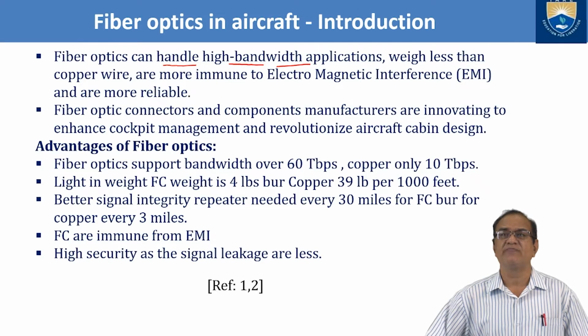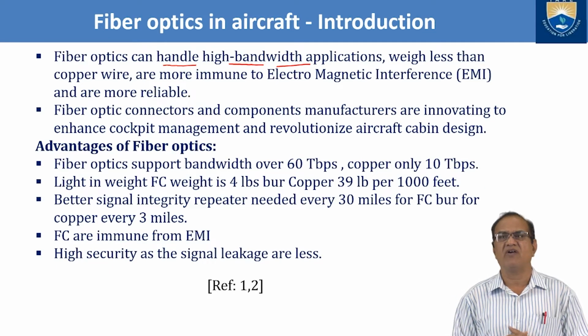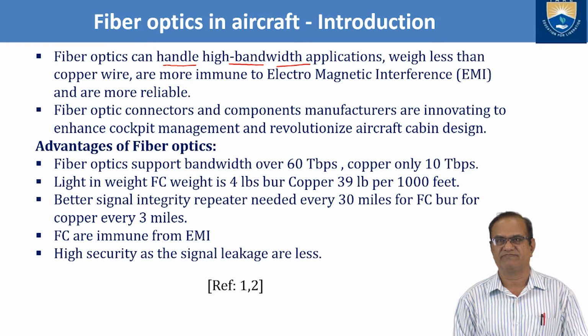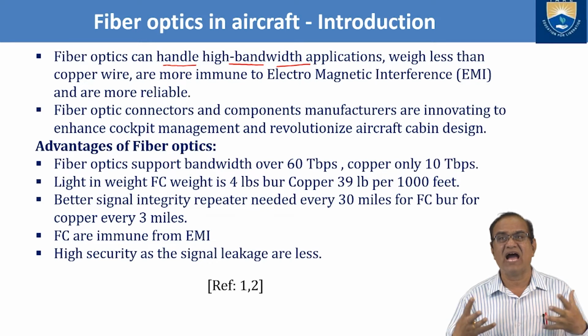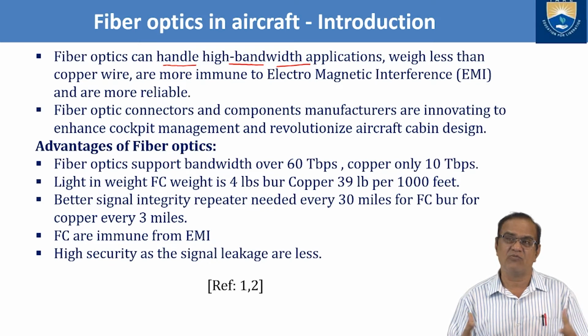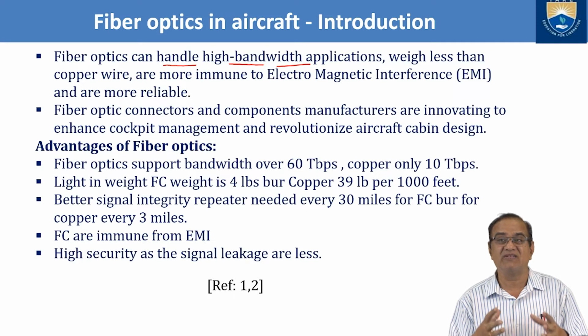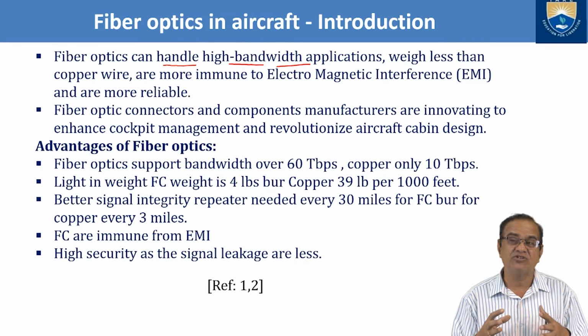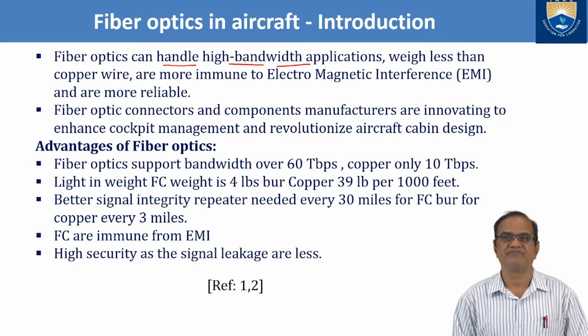Why do we use fiber optics in aircraft? Because the main thing in aircraft is that we should try to reduce the weight. Also, it should be able to handle very high bandwidth data for communication and transmission, and it should not be leaked. Data should not be leaked. So electromagnetic interference has to be very, very minimum. That is the purpose fiber optics serves.